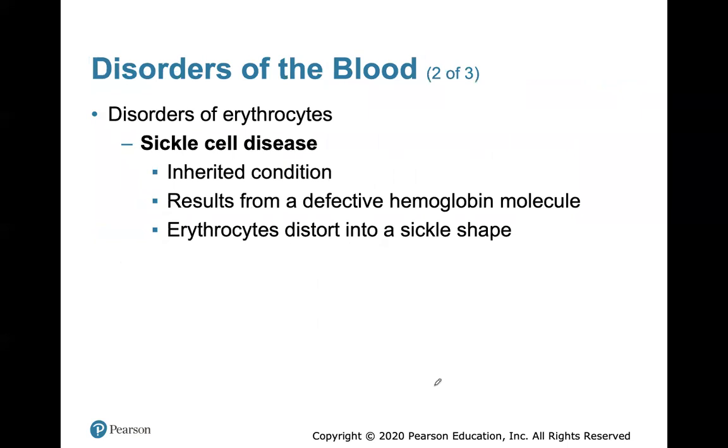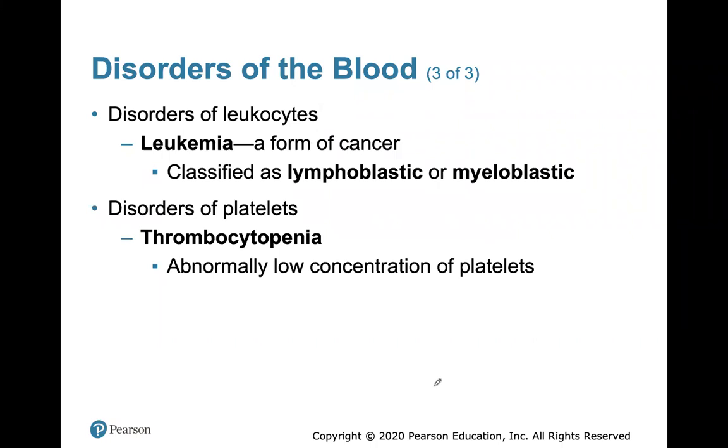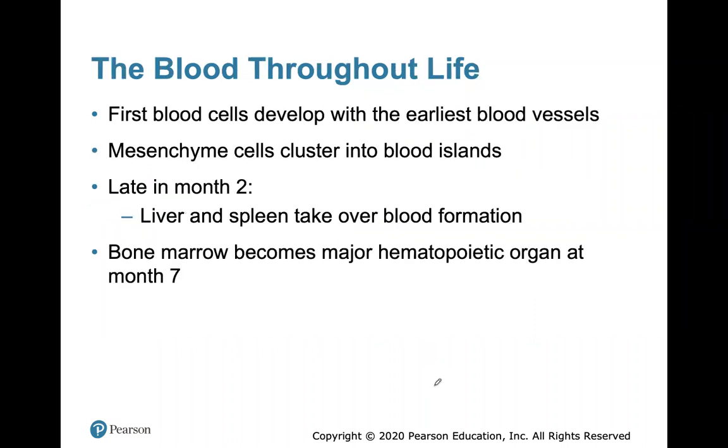Sickle cell disease is an inherited condition which results from a defective hemoglobin molecule, and the erythrocytes will distort into a sickle shape. Leukemia is a form of cancer, and disorders of platelets are thrombocytopenia, which is an abnormally low concentration of platelets, which would be bad in people who are trying to clot their blood.